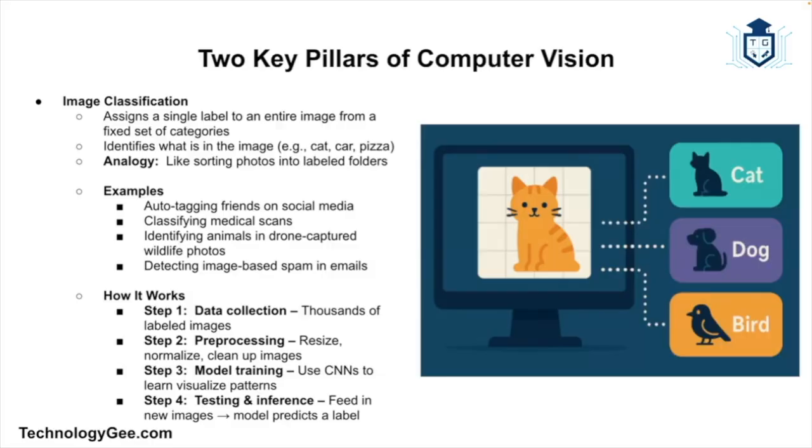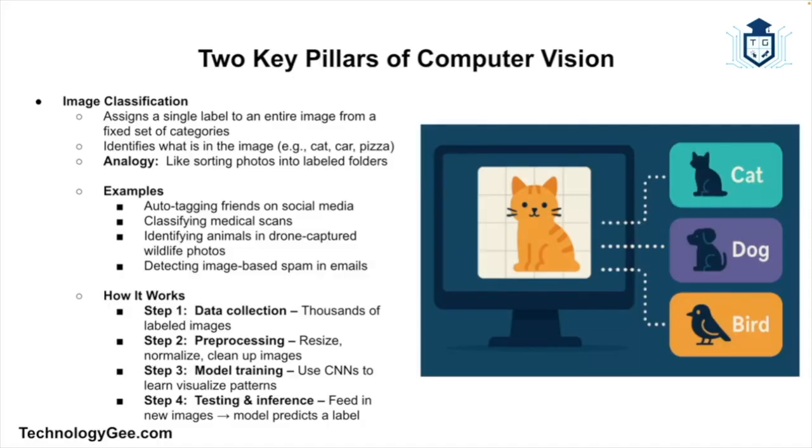It's used in medical imaging tools for detecting whether a scan is healthy or abnormal. It's also used in wildlife conservation, where drones are used to classify animals in photos. And it's also used in email filters for recognizing and classifying spam based on images. Now, exactly how does all of this work?